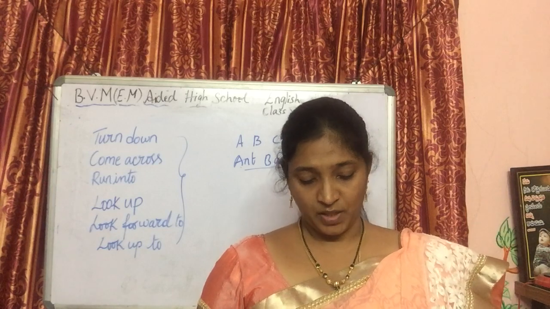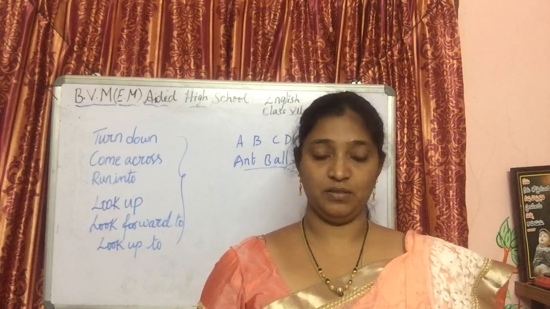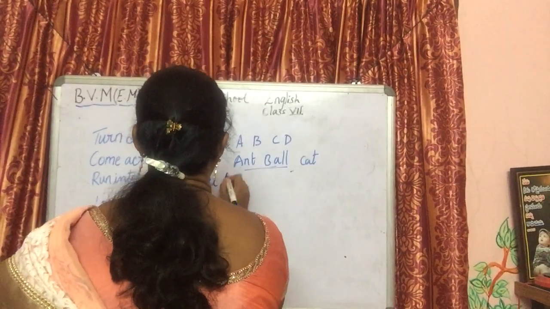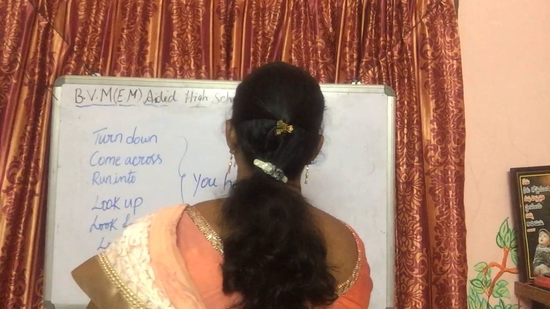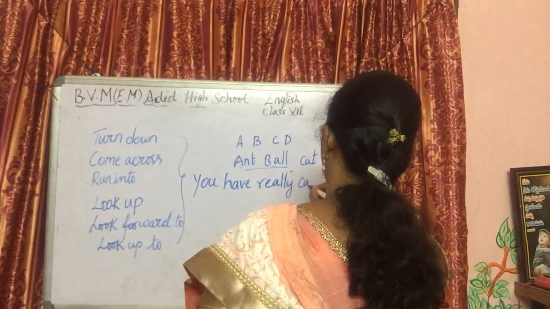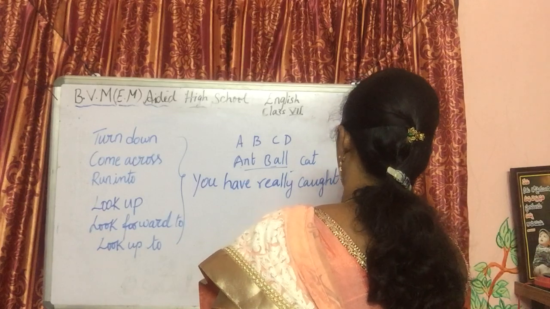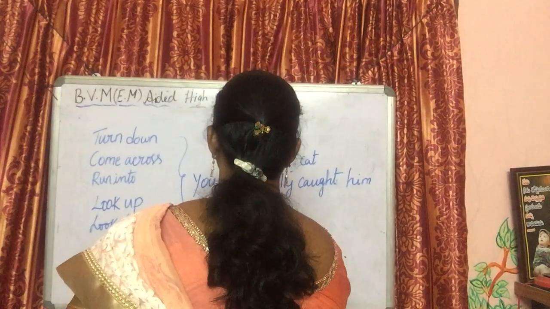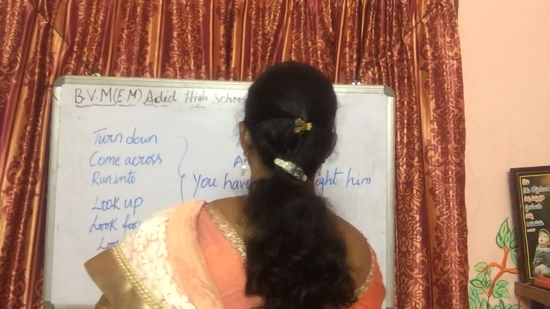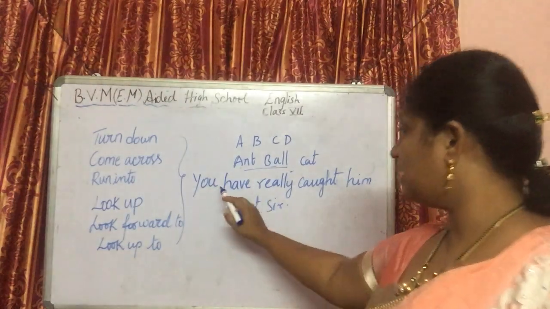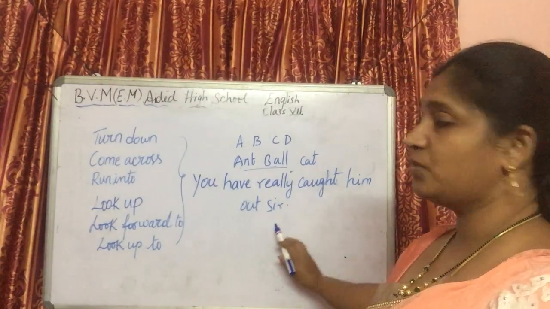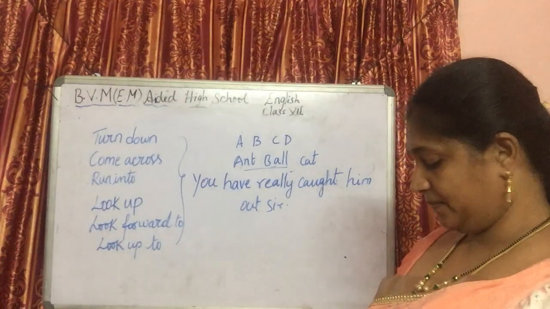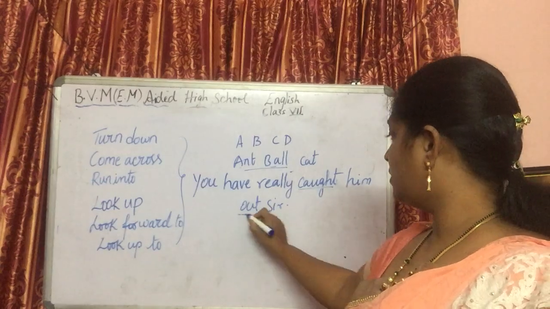So, you have really caught him out, sir. So, let's see what he said here. You have really caught him out, sir. So this is a sentence, and in this sentence he is saying you have really caught him out, sir. Now the phrasal verb here is caught out.